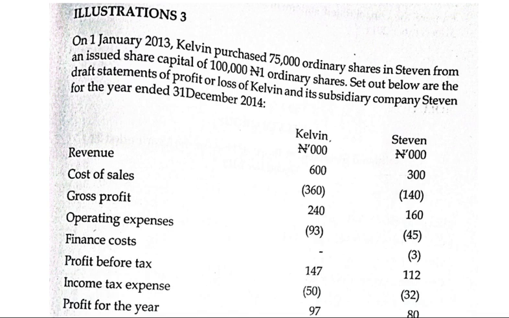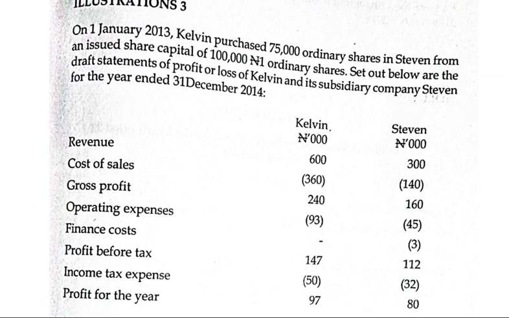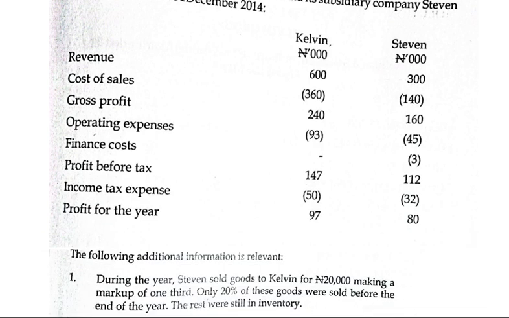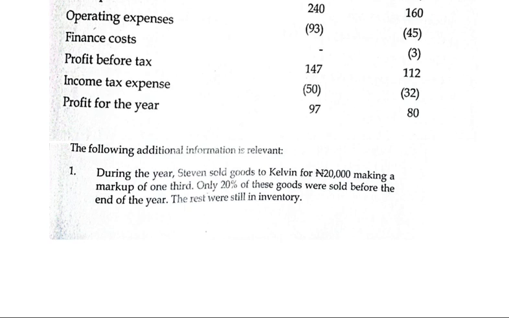On 1st January 2013, Kevin purchased 75 ordinary shares in Stephen from an issued share capital of 100,000 naira shares. See below the statement of profit or loss of Kevin and his subsidiary company for the year ended 31st December 2014. So you have it there. So you have additional information.